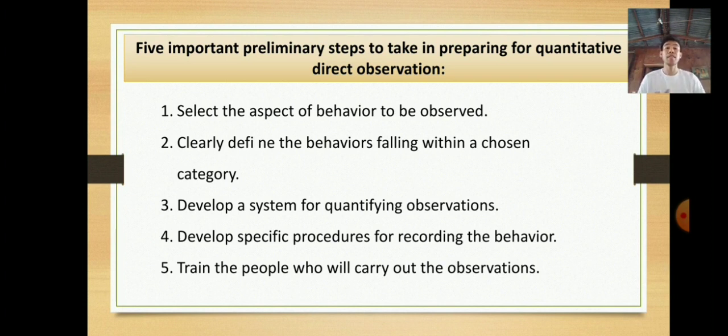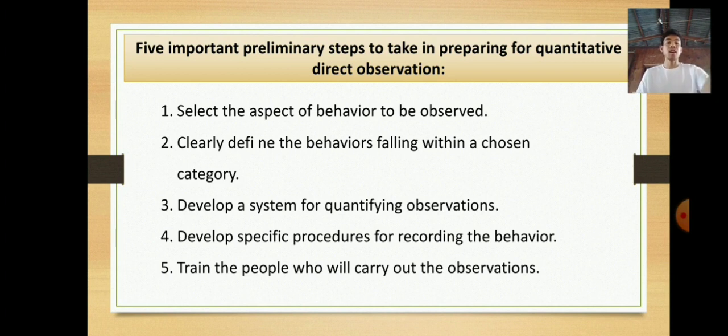So this is the 5 important preliminary steps to take in preparing the quantitative direct observation. So number 1, select the aspects of behavior to be observed. 2, clearly define the behaviors falling within a chosen category. 3, develop a system for quantifying observation. 4, develop specific procedures for recording the behavior. 5, train the people who will carry out the observations.